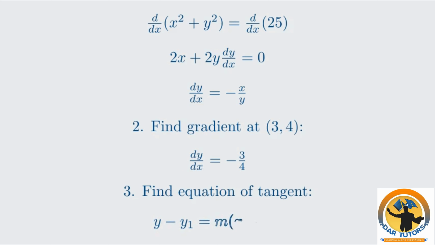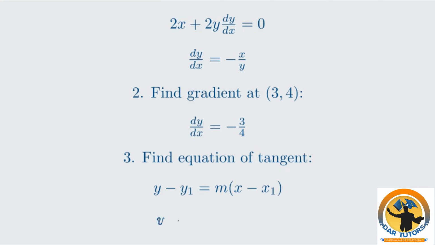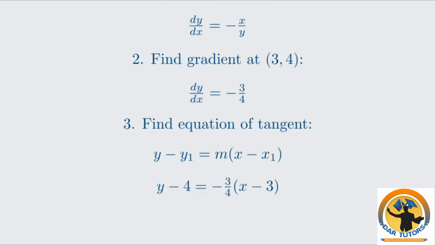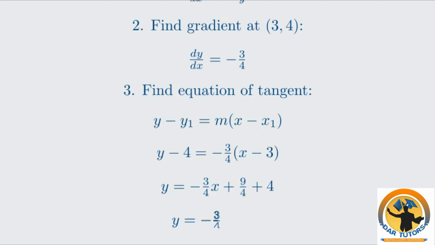y minus y1 equals m times (x minus x1). Substituting our point and gradient, we get y minus 4 equals negative 3/4 times (x minus 3). Rearranging this into the form y equals mx plus c, we get y equals negative 3/4 x plus 25/4. Here is your third practice question.